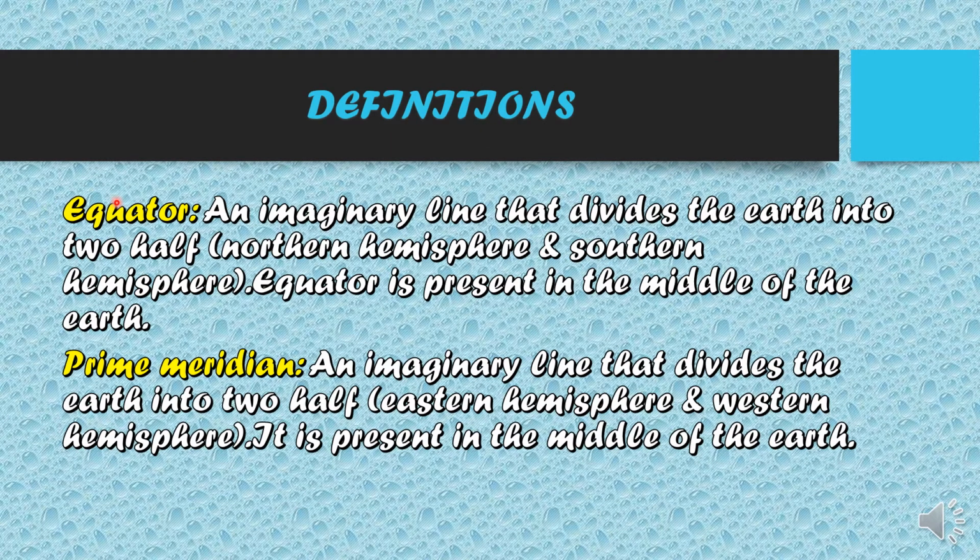Definitions. Equator: an imaginary line that divides the Earth into two halves, northern hemisphere and southern hemisphere. Equator is present in the middle of the Earth. Prime meridian: an imaginary line that divides the Earth into two halves, eastern hemisphere and western hemisphere. It is present in the middle of the Earth.